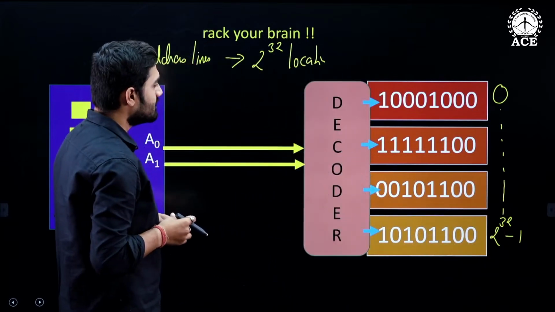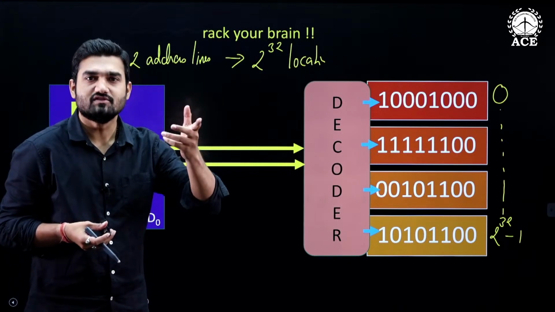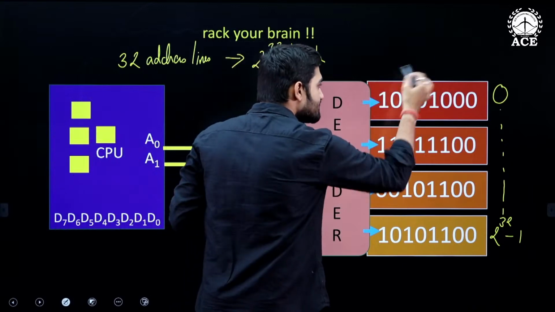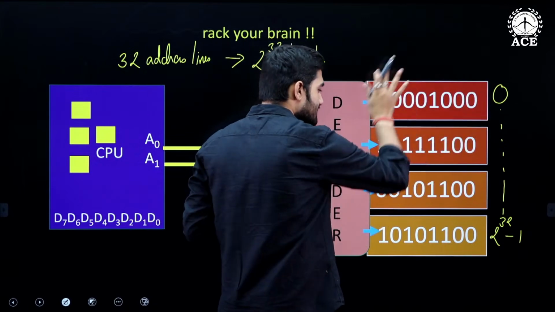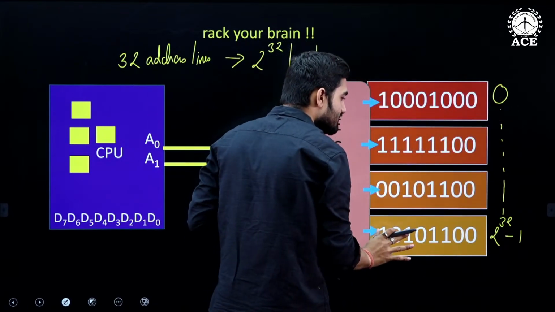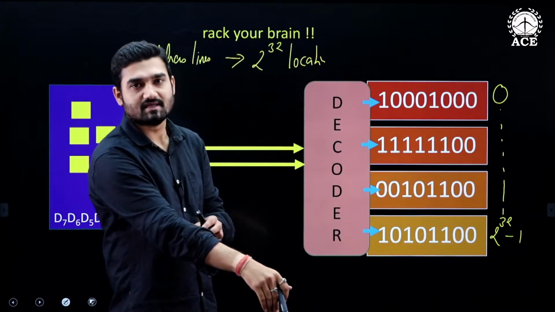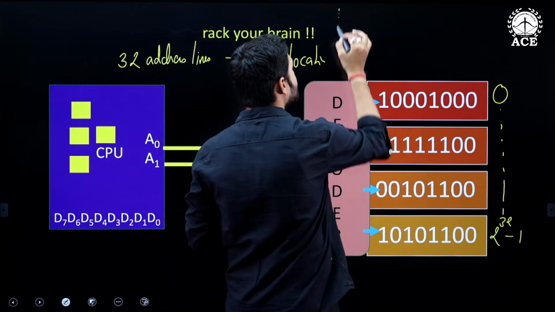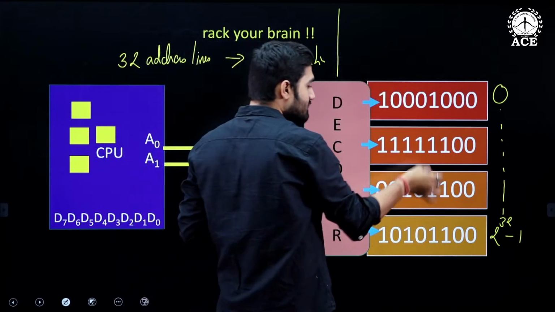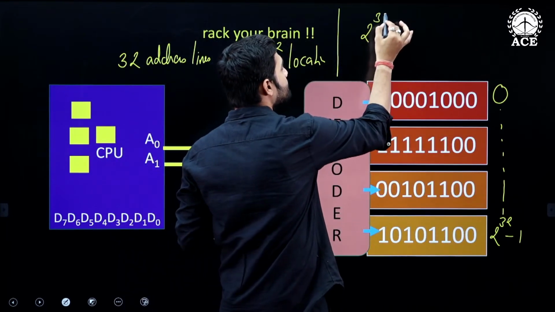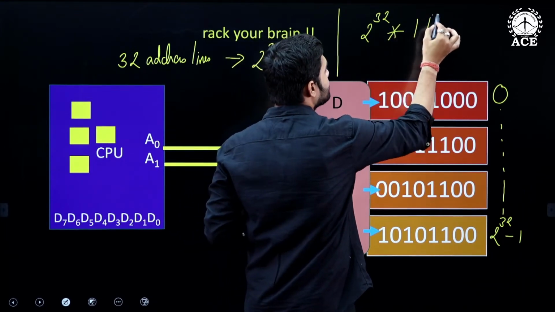That means I can access 2 power 32 cells. That means if every cell is having 1 byte, can you tell me what is your RAM size? If every cell is having 1 byte and I am having 2 power 32 locations, what is my RAM size? How can you tell your memory space? Just now we have seen how to tell memory space. Number of locations, how many? 2 power 32. Size of location is 1 byte.